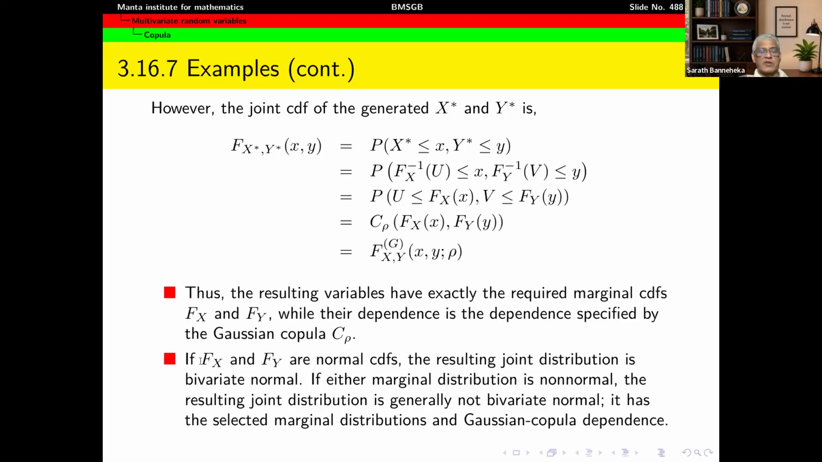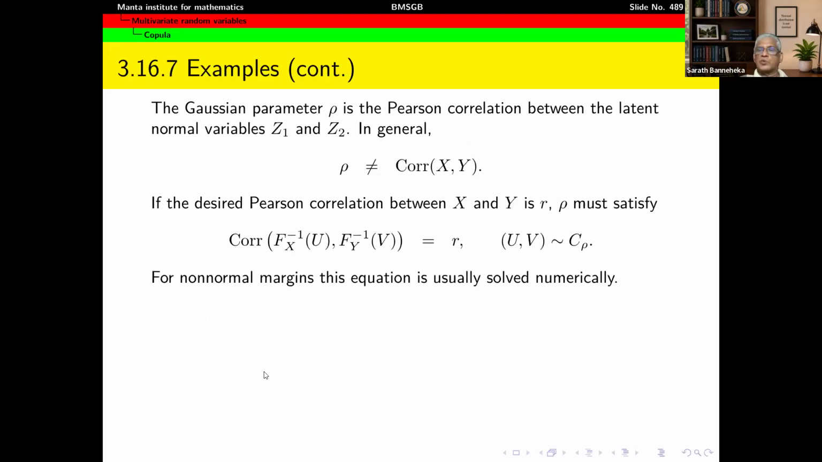Right. If fx and fy are normal CDFs, then of course the rho will be the same as the correlation coefficient between Z1 and Z2, and then that will be the same as the correlation between x star and y star. But otherwise, as I mentioned, we'll have to do some calibration to get the rho required to be included in the copula, right? So rho is not the correlation between x and y. It is not also the correlation between x star and y star.